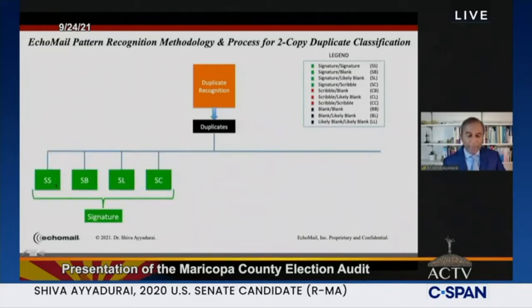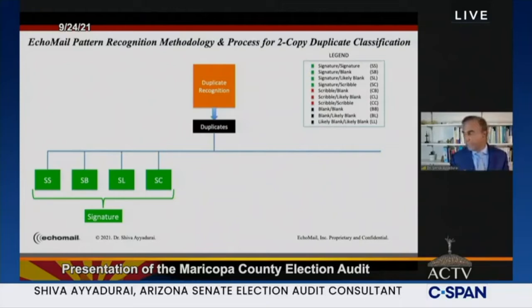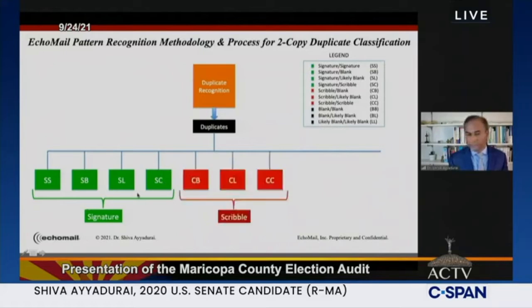So if you think about it, you have the mother and the son, or the mother and the daughter, okay? Or the parent and the child relationship. So of the 2, both could have had a signature. One could have had a signature, the other could have had a blank. One could have had a signature, the other a likely blank. One could have had a signature, and the other a scribble. If any one of them had a signature, we said, okay, we call it a signature.